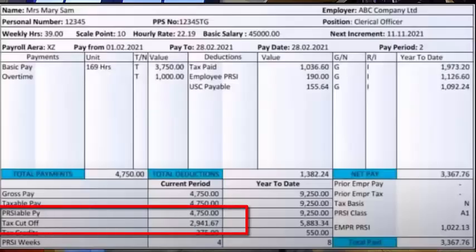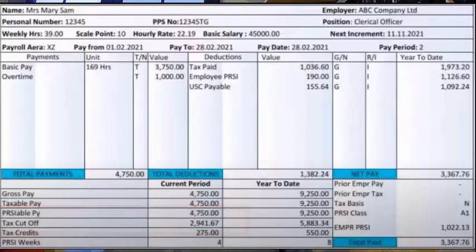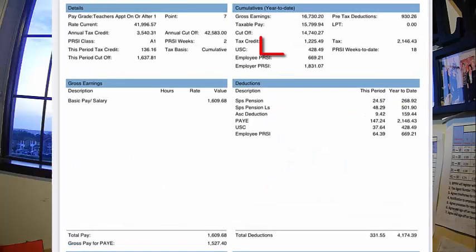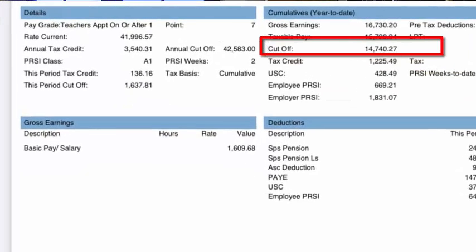Tax cut-off point. Tax rate band or standard rate cut-off point, or may be shown as SRCOP on some payslips. The amount earned each time a person is paid before they must pay the higher rate of tax. Every time a person is paid, they pay tax at the standard rate of tax, which is referred to as their standard rate cut-off point, or SRCOP.